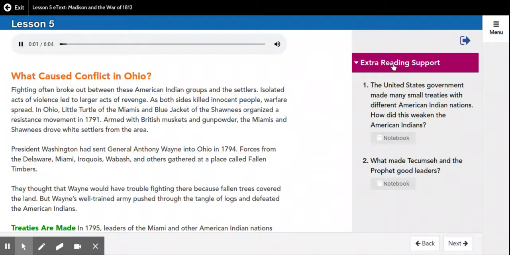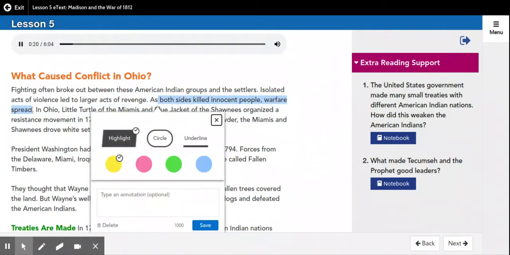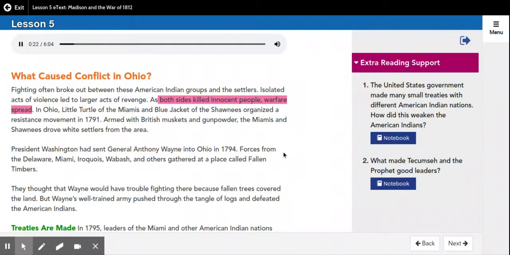What caused conflict in Ohio? Fighting often broke out between these American Indian groups and the settlers. Isolated acts of violence led to larger acts of revenge. As both sides killed innocent people, warfare spread. In Ohio, Little Turtle of the Miamis and Blue Jacket of the Shawnees organized a resistance movement in 1791. Armed with British muskets and gunpowder, the Miamis and Shawnees drove white settlers from the area.